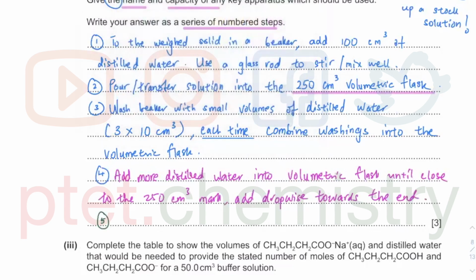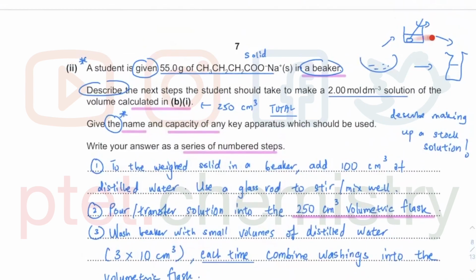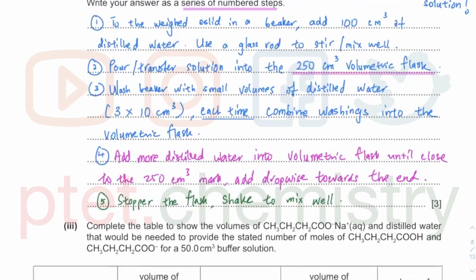You put on the stopper, the lid. You just stopper it, and then you shake it. So what's the purpose of shaking? To give the solution a well spread concentration, a uniform concentration. The concentration of the solution is the same throughout. Basically a uniform concentration, basically to mix well.